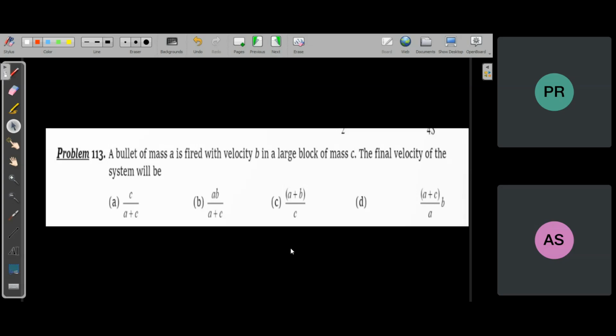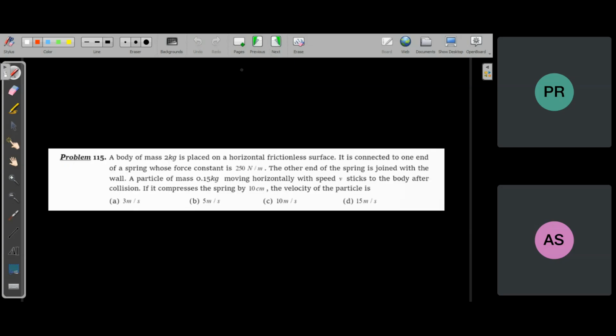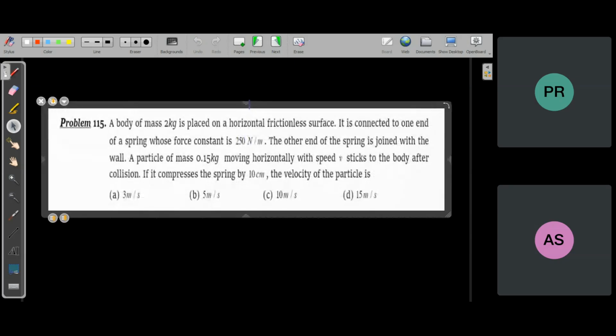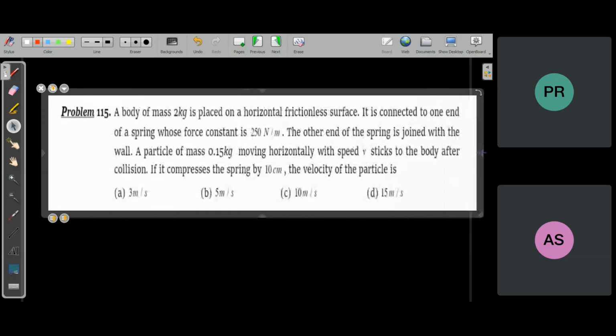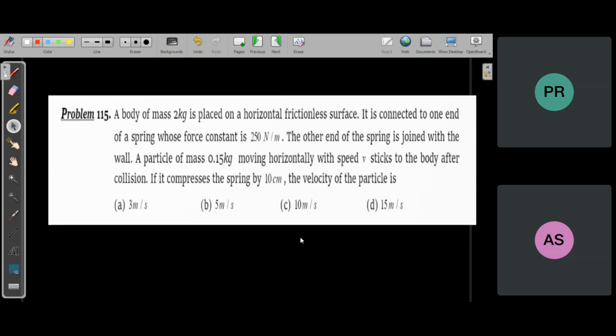Option B is bomb. A bullet of mass A hits with 5 V a large block of mass C. Okay, so you are taking this as a perfectly inelastic collision, right? Yes, sir. That is correct. Perfectly inelastic. Okay, this one is a little good. You can try this one now. Try this one.